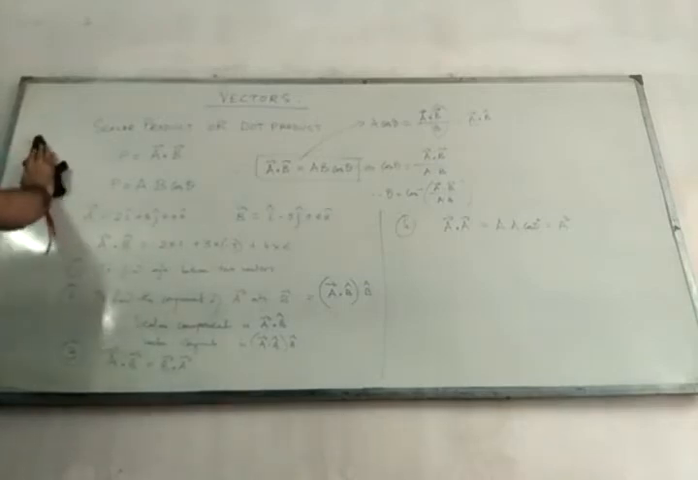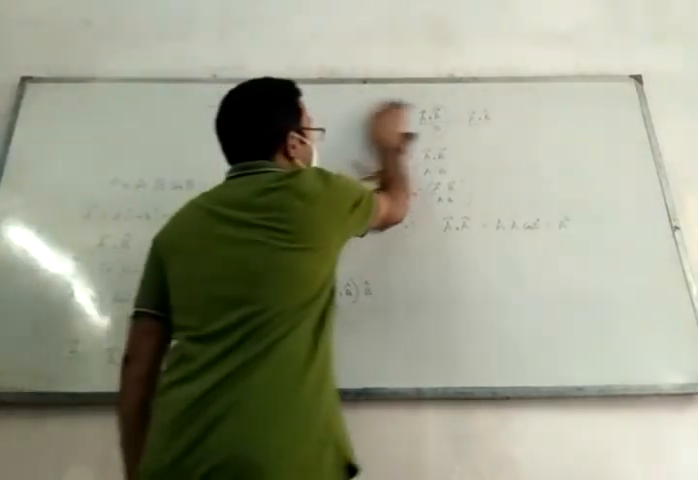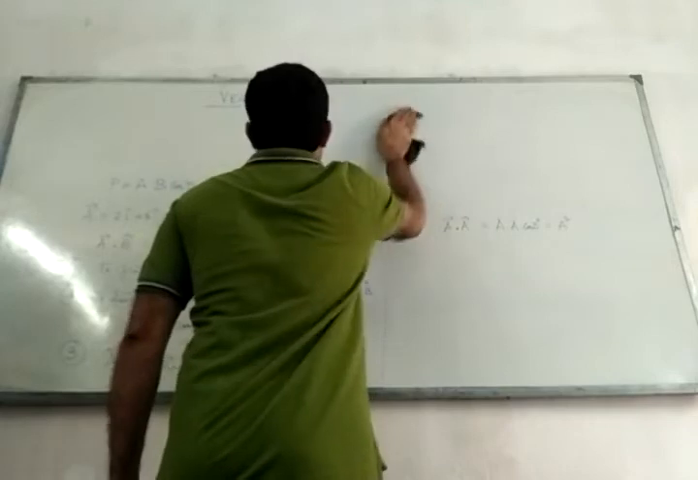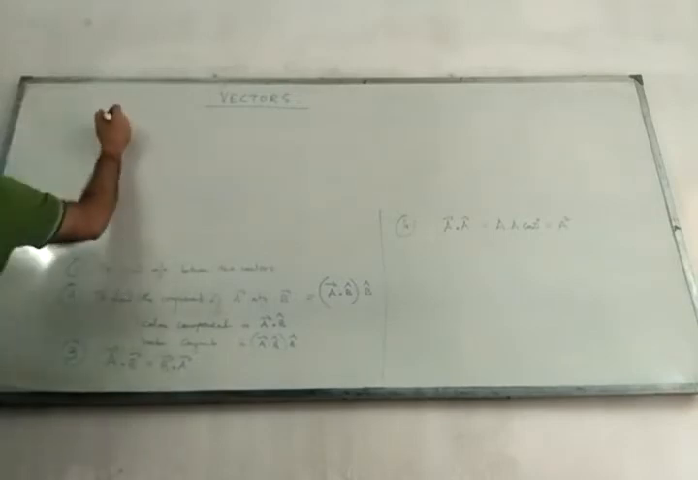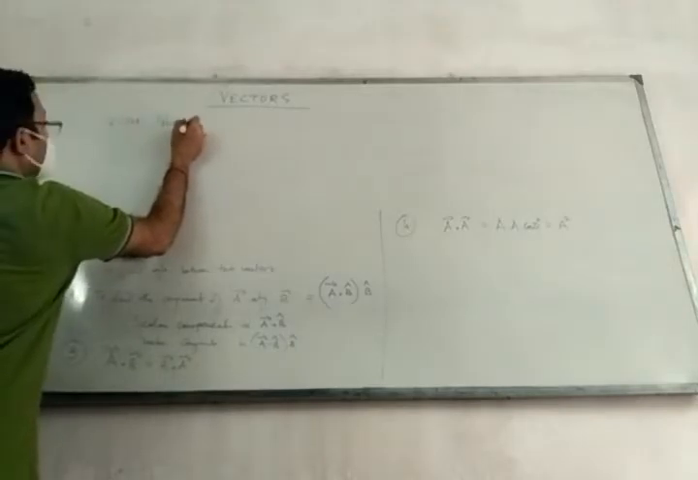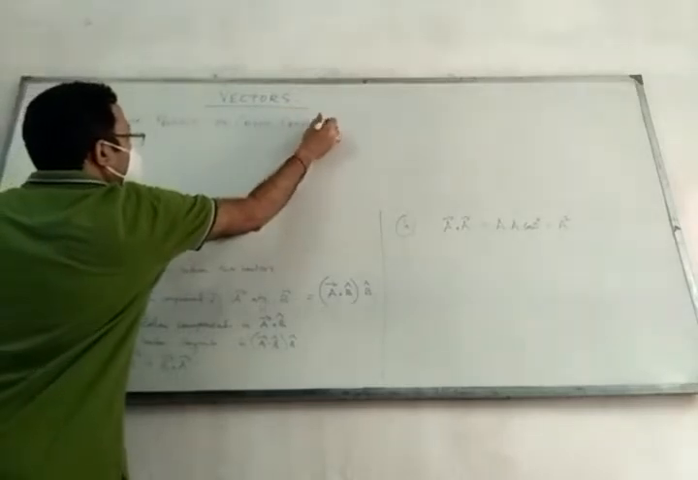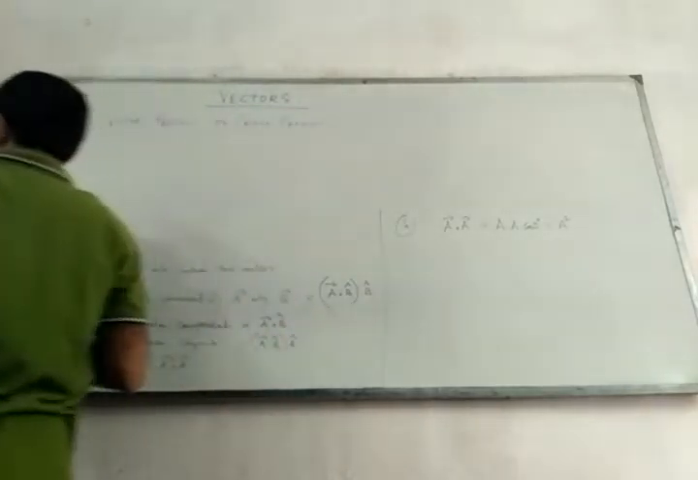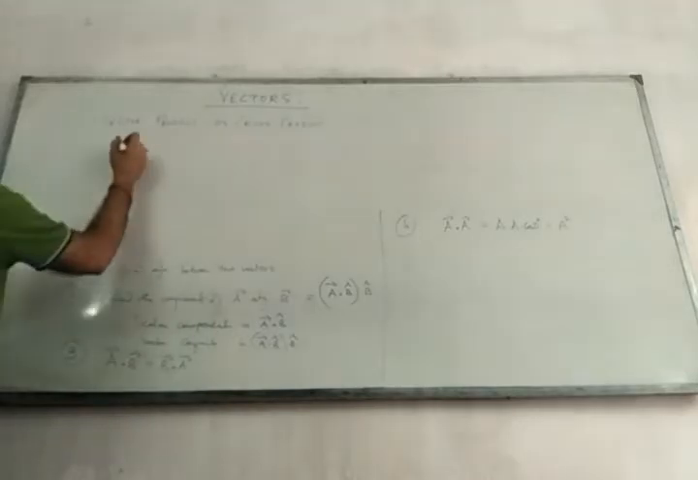Let's go for the vector product, or cross product. In this case, the product that comes out is a vector quantity, not a scalar quantity. So this is a very important thing to understand.